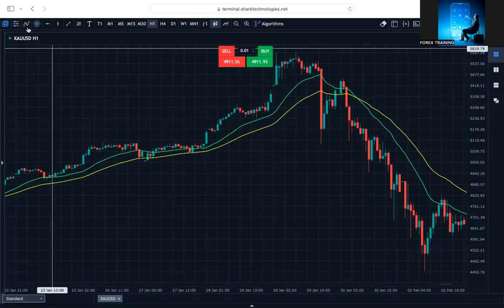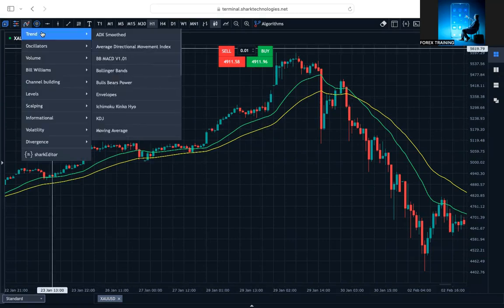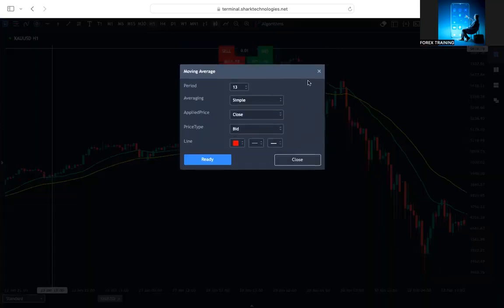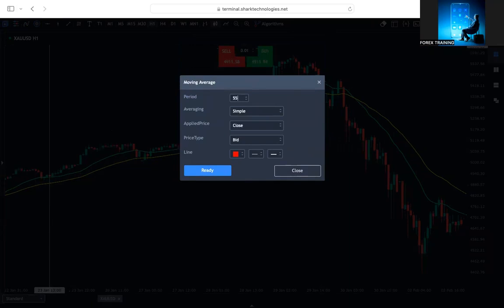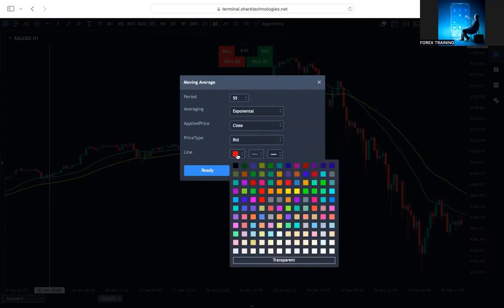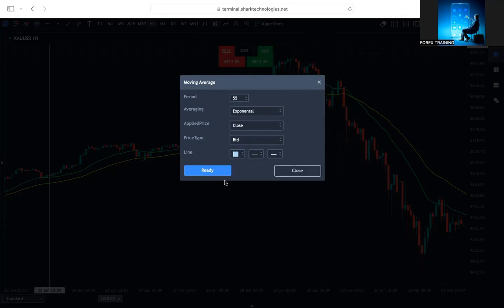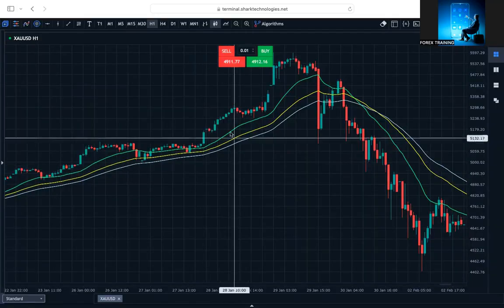For the third indicator, I'll go back again, click on trend, go to moving average, and I'll change it again in the same way. So first we set it to 20, then we set the second one to 40. Now for the third one, we'll set it to 55. Okay, we'll convert this from simple to exponential, and we can change its color to anything we like. Since the background is dark, we should choose a light color so it's clearly visible. Alright, so that's 20, 40, and 55.